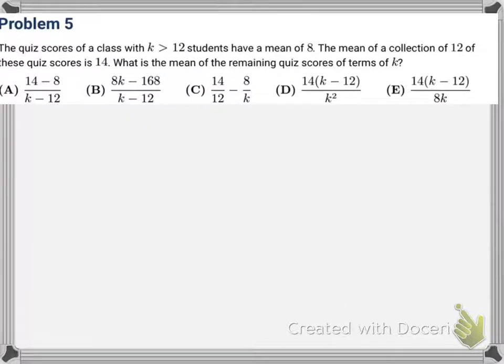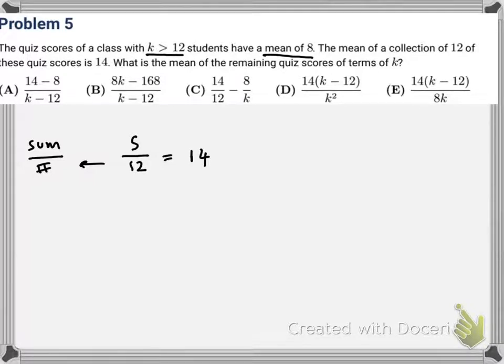Hi all. Our next problem is going to be problem 5 from the 2021 10A. The quiz scores of a class with K greater than 12 students have a mean of 8. So remember, the mean is going to be the sum of the scores divided by the number of the scores. The mean of a collection of 12 of these quiz scores is 14. So when my number is 12, I have a sum, and that's equal to 14. What is the mean of the remaining quiz scores in terms of K?